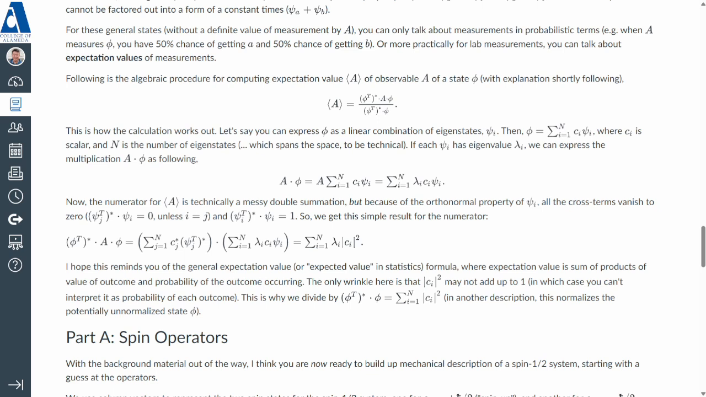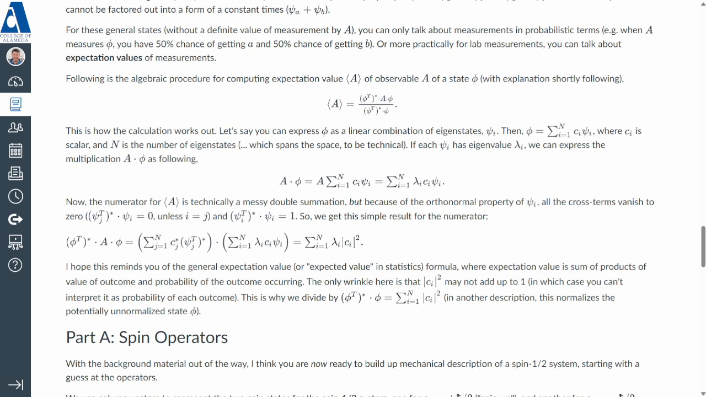And this is equal to, utilizing the fact that we know the result of A acting on each individual psi I, the summation over index I from 1 to n of the following product, lambda sub I times c sub I times psi I. Now the numerator for expectation value A is technically a messy double summation.